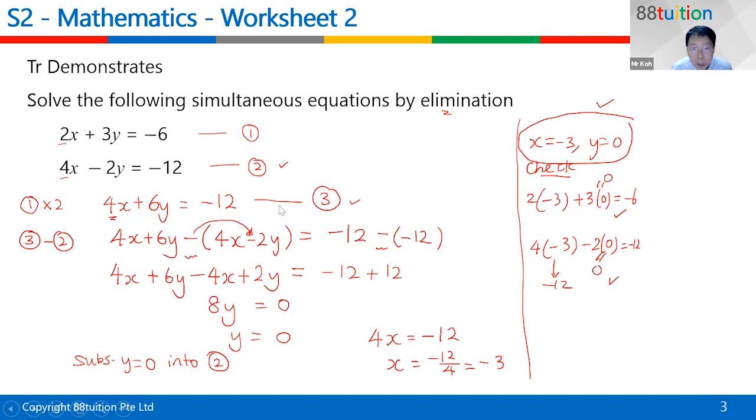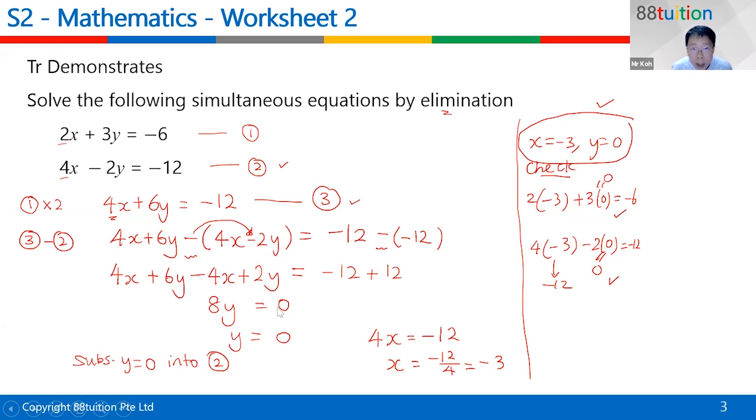So what will I get? So I have to name this as equation 3. After that, I have to also write down my intention. How am I going to do the elimination? So since I see 6y is bigger, so I'll take equation 3 minus equation 2. All right, so this is what I get. So to write down the minus, it's good that I put the 4x minus 2y in a bracket so that later when I expand, I can do it carefully.